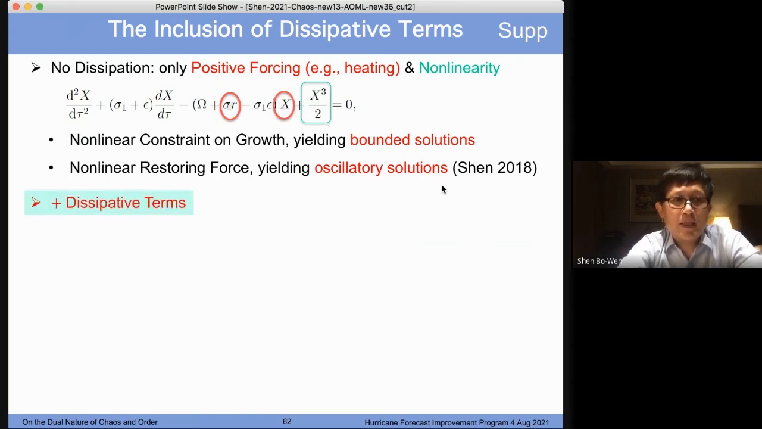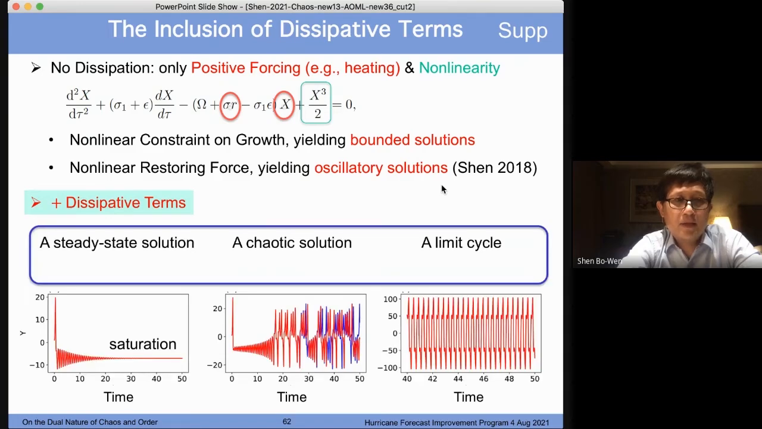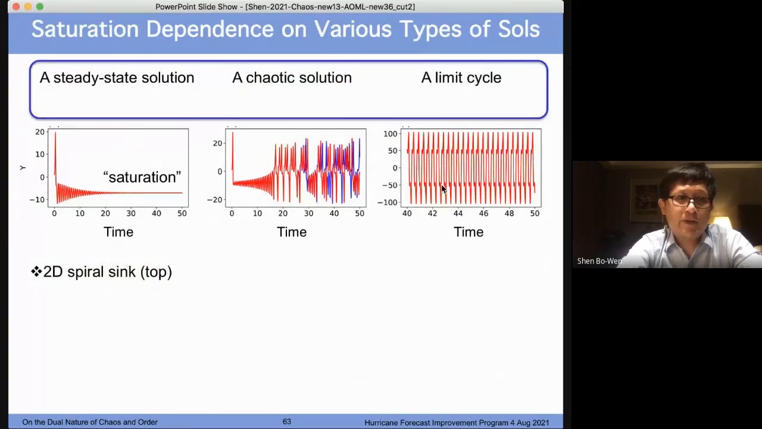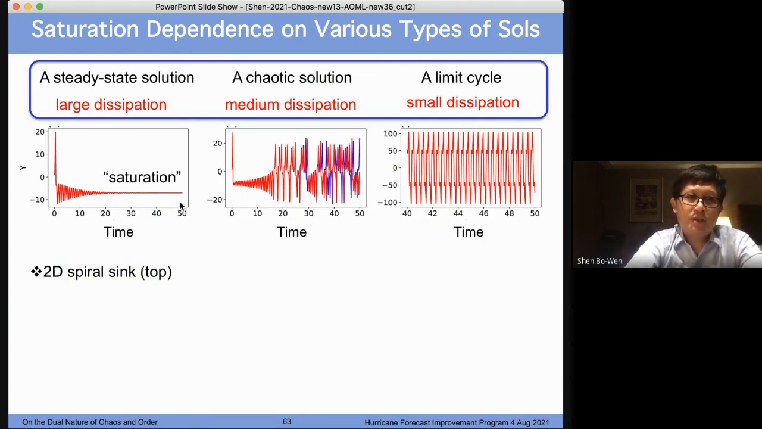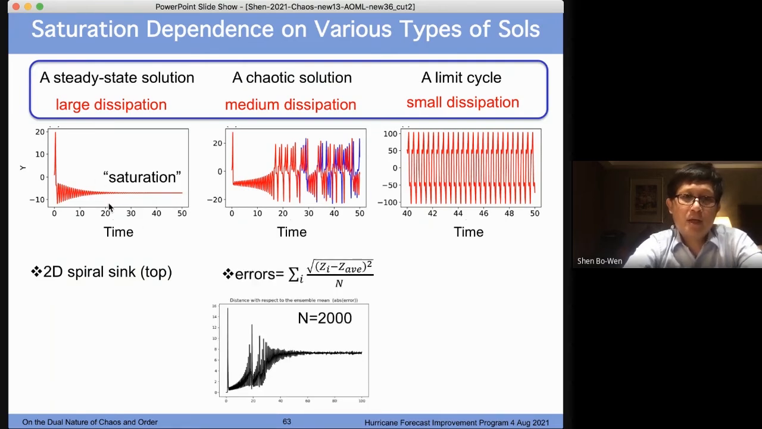However, when dissipative terms are added, the system produces three types of solutions. As a result, we can classify these three types of solutions based on the strength of dissipation as well. These three types of solutions appear at large dissipation, medium dissipation, and small dissipation. A steady state solution approaches a constant as time proceeds, right? This already indicates saturation. For a chaotic solution, we know that the root mean square error becomes saturated when a sufficiently large ensemble size is applied.